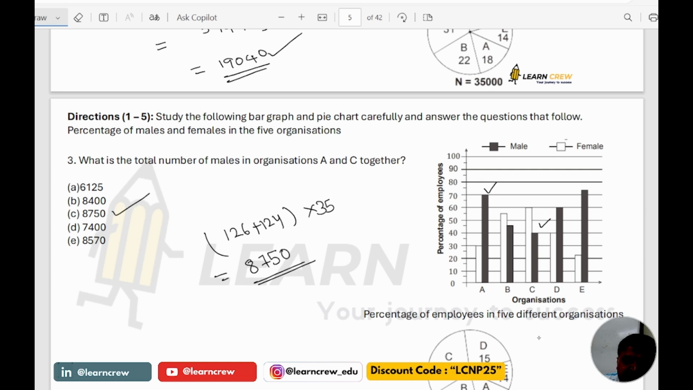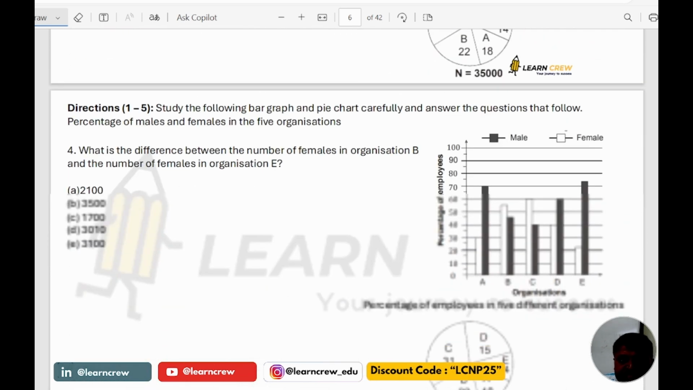8750. So option C is correct. Next, what is the difference between the number of females of organization B and the number of females of organization E? In B, females are 55%. 55% of B's total population is 22%.